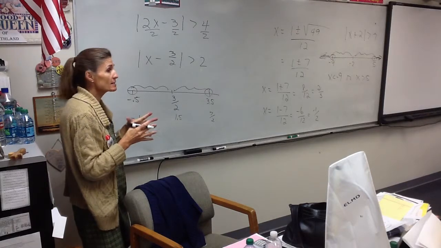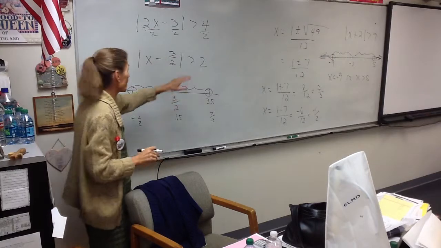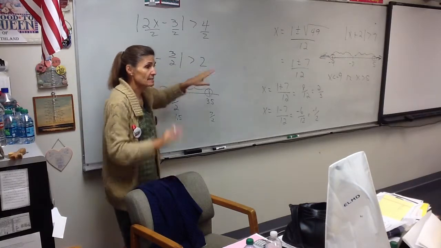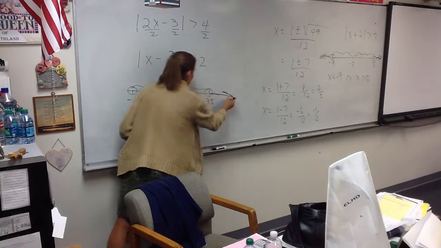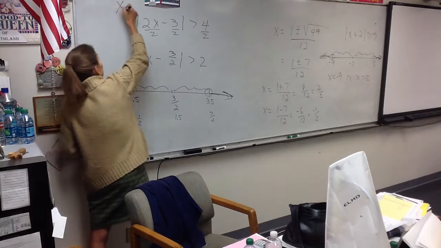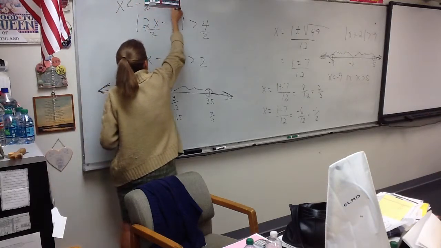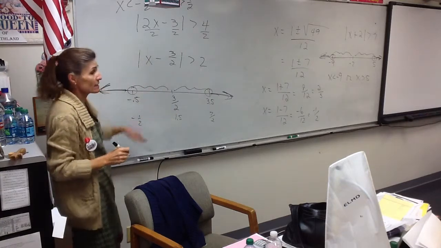And then all I have to decide is, do I want to shade in between my dots or do I want to shade outside my dots? And I look right here. What does that say to me? Outside. Greater than means farther away. So my answer is less than -1/2 or bigger than 7/2. I use the fractions, you could use the decimals.